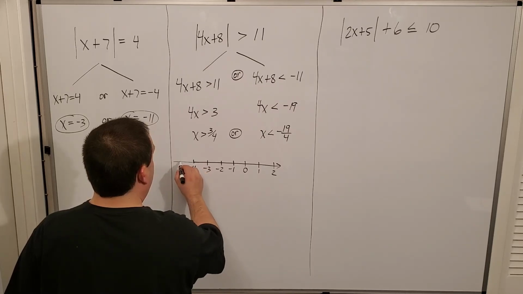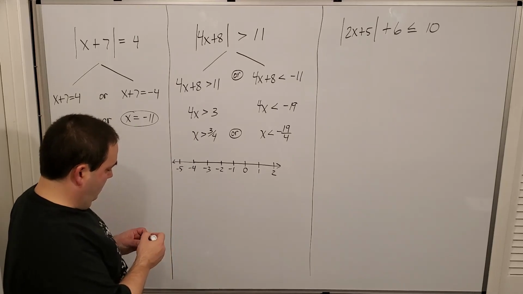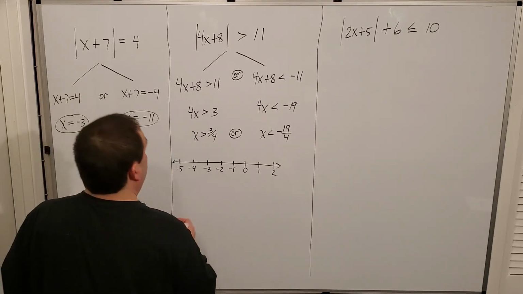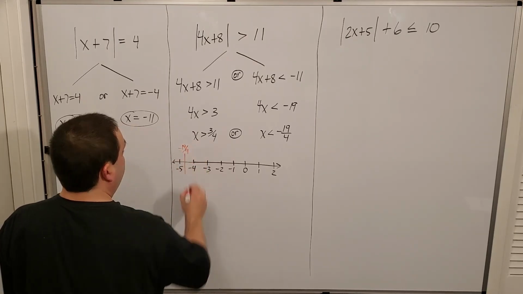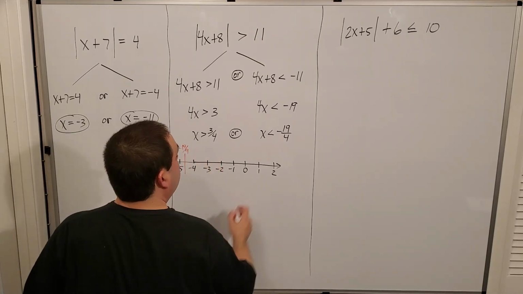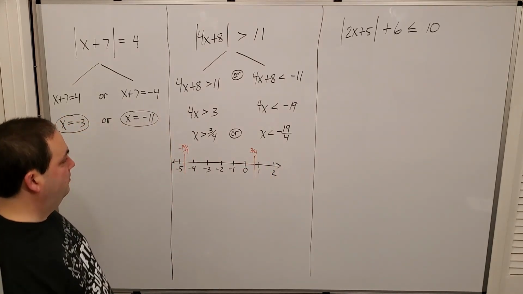Here's negative 4. Here's negative 5. Put the arrow over here. Okay. Now, negative 19/4, of course, is going to be right here between negative 4 and negative 5. And then 3/4 is going to be right here, like so.